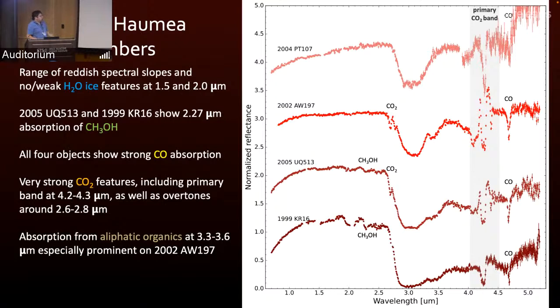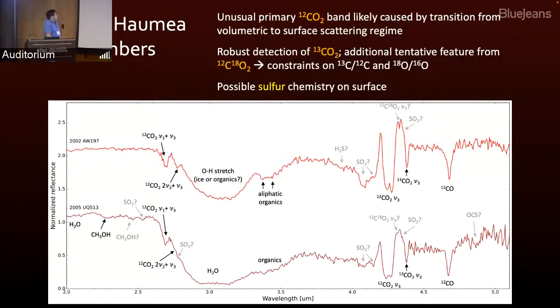There's so much CO2 on these middle two spectra that we also see the overtone bands between 2.6 and 2.8 microns. And besides that, there are also hints of aliphatic organics, as we saw before on some other spectra, particularly in 2002 AW197 here. So here's a zoomed-in view of the middle two spectra, where you can appreciate this very unusual CO2 primary band, as well as the overtone absorptions.